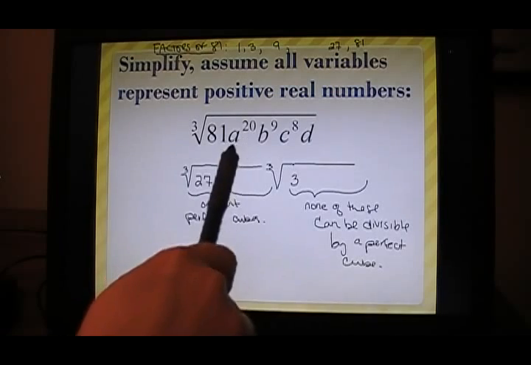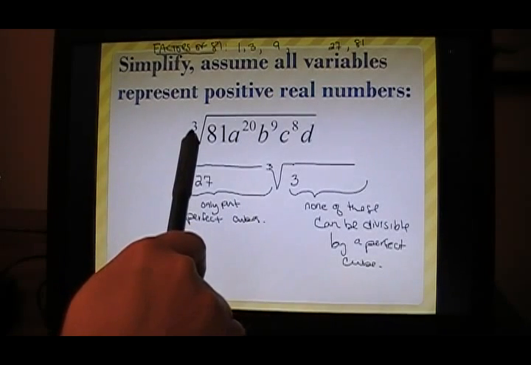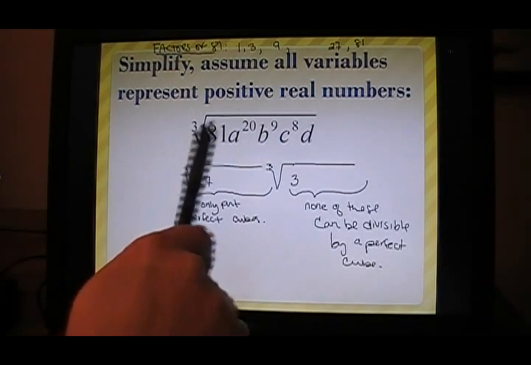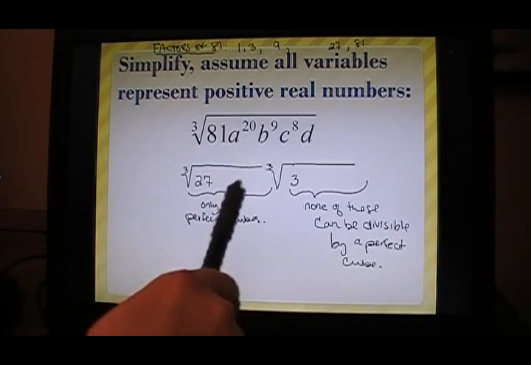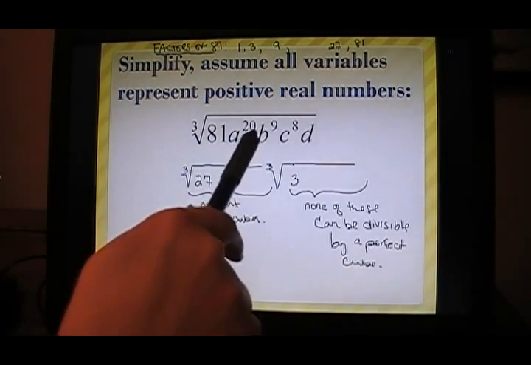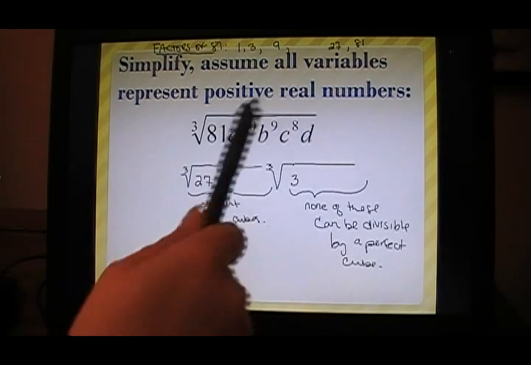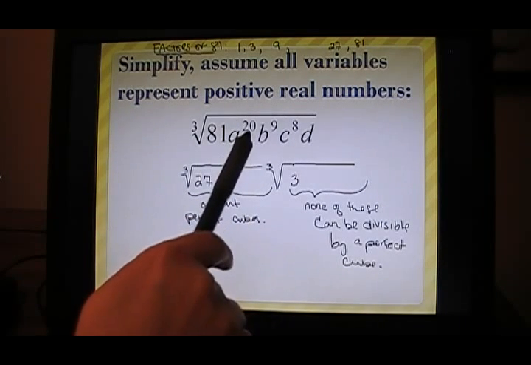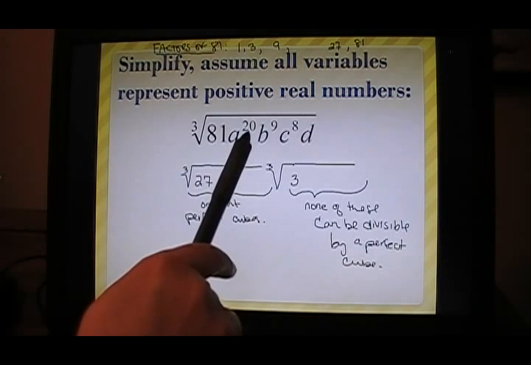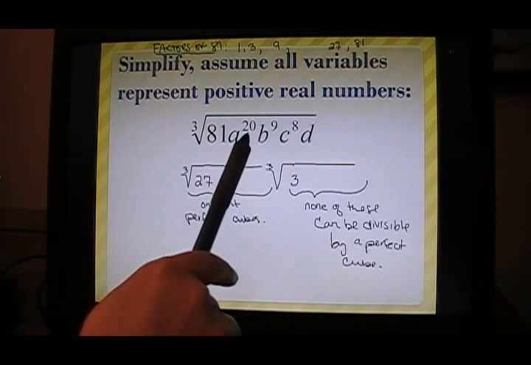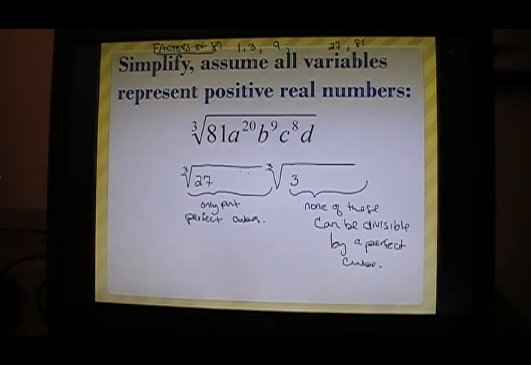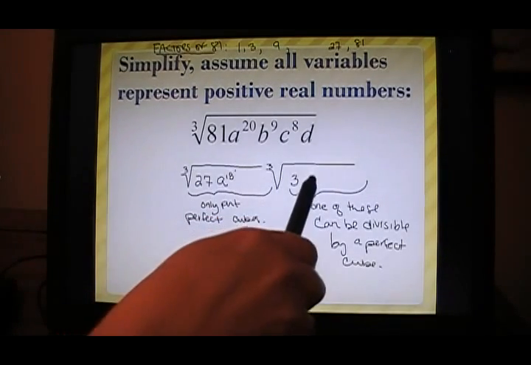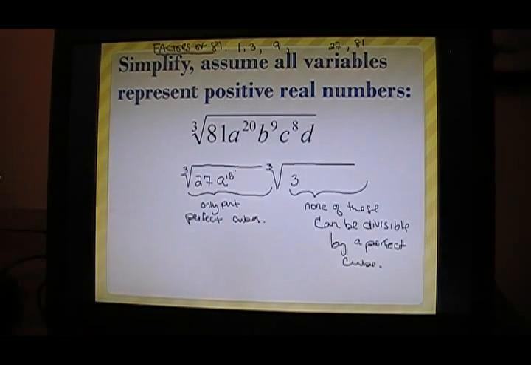A to the 20th is not a perfect cube. I cannot find an expression that I multiply by a cube to get a to the 20th, so I know I'm going to have to break apart my a's. I do that by thinking about numbers divisible by 3. Less than 20 but divisible by 3, the closest to 20 is 18. So a to the 18th, and I would have to multiply a to the 18th by a to the 2nd to get a to the 20th.